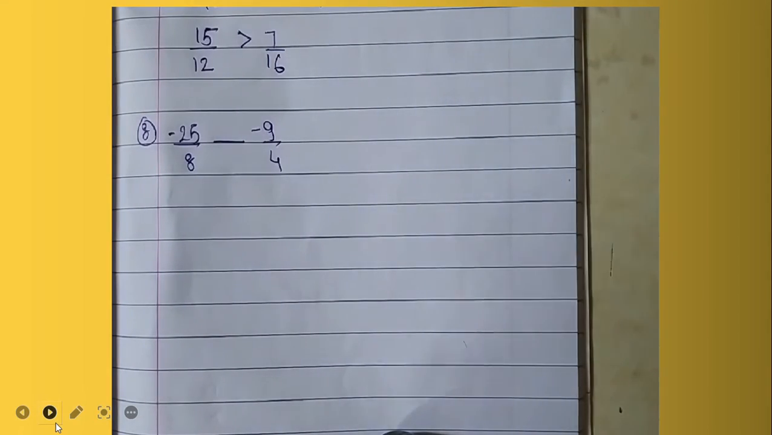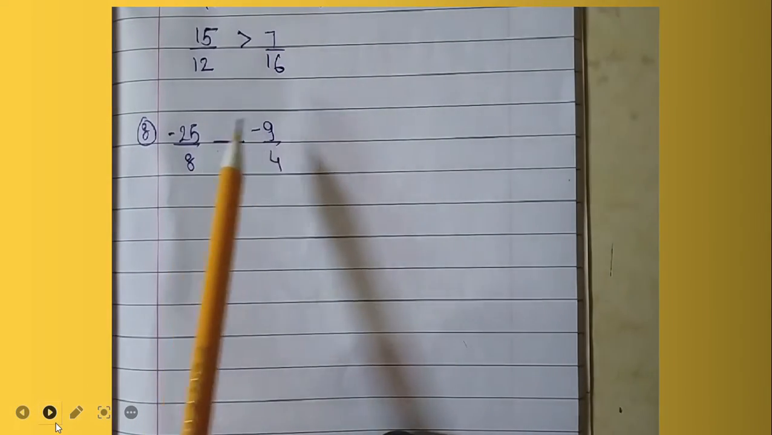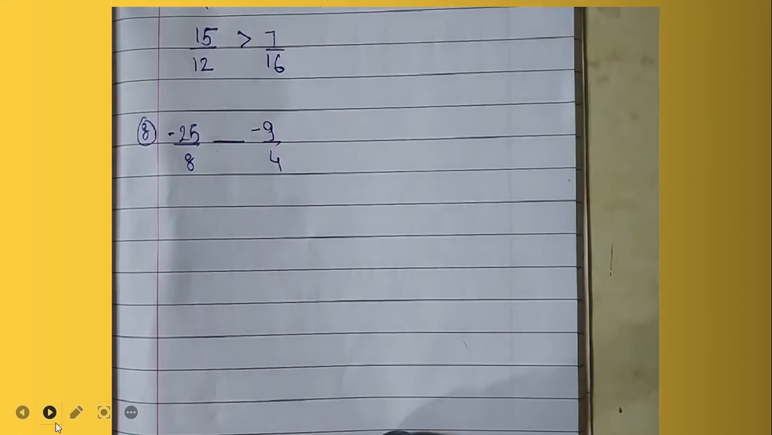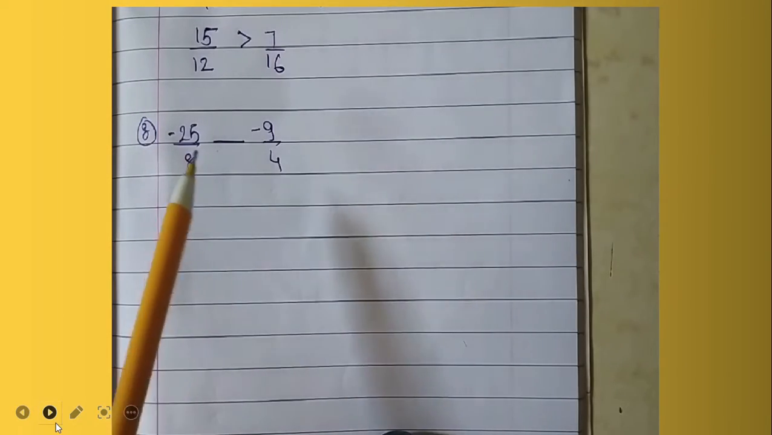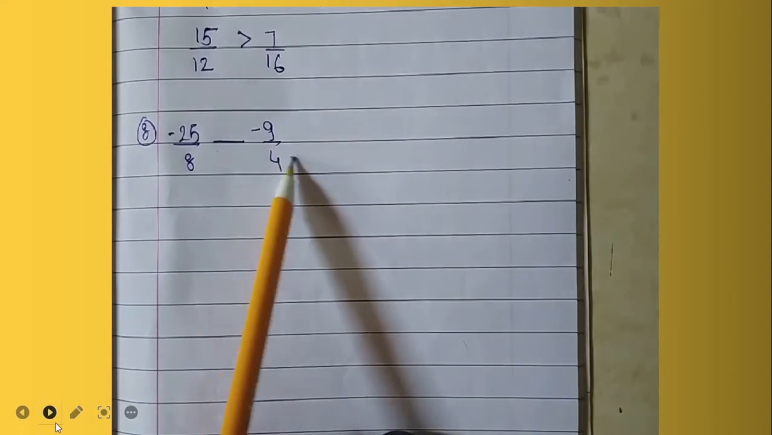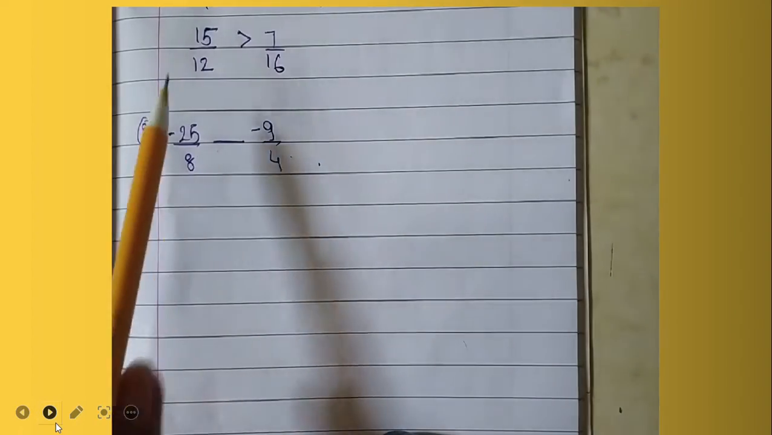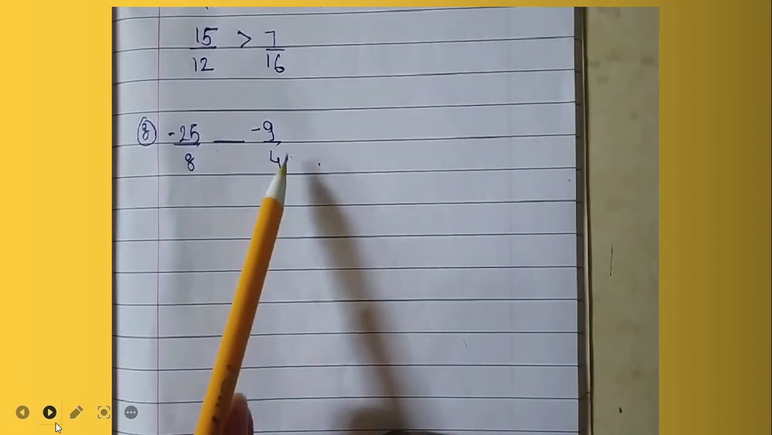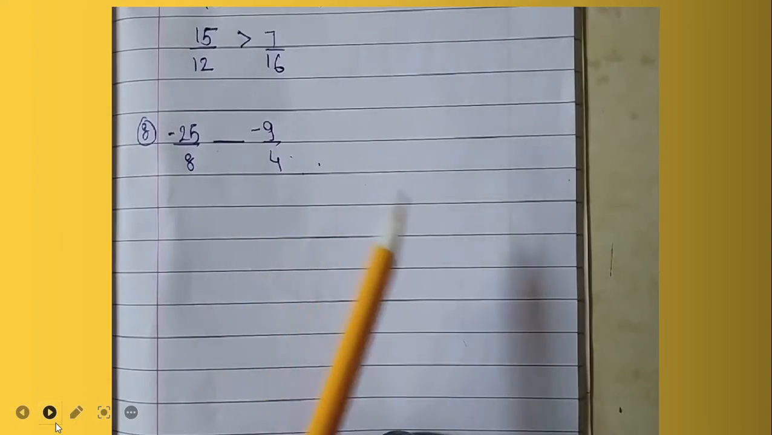Now minus 25 upon 8 dash minus 9 upon 4. Now I am not going to find the LCM of it. What I am going to do is 4 into 2 is 8. I am not going to multiply this number with 2. I am going to directly change only this number.